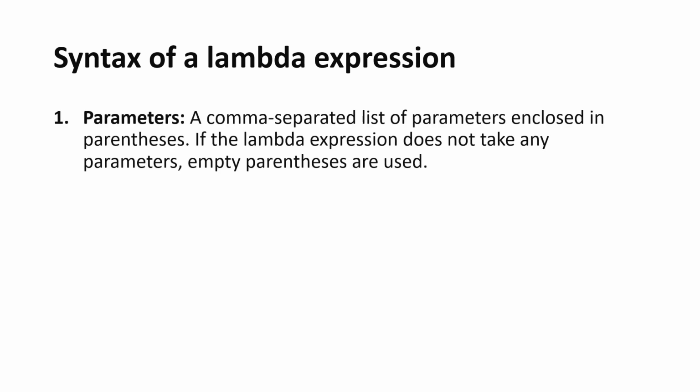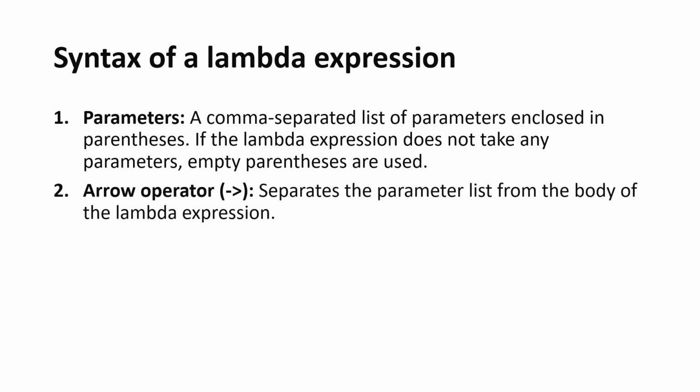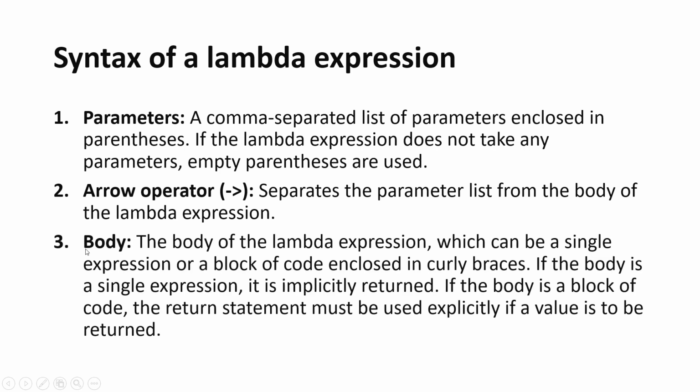So it is essential to understand the syntax of a lambda expression. First of all, it will have parameters, a comma separated list of parameters enclosed in parentheses, the same way we have comma separated parameters as method arguments. If the lambda expression does not take any parameters, then empty parentheses are used, just like methods that do not take arguments. Next, the arrow operator. This arrow operator separates the parameter list from the body of the lambda expression. The same way a method has an argument list and a method body, here also we have the parameter list and the body, separated by the arrow operator. Then the body, which is nothing but the method body.